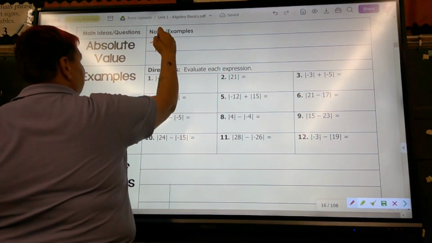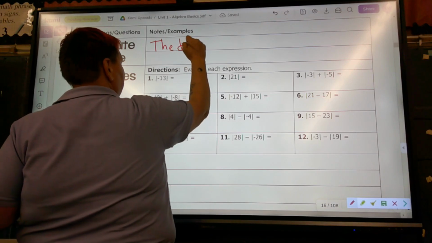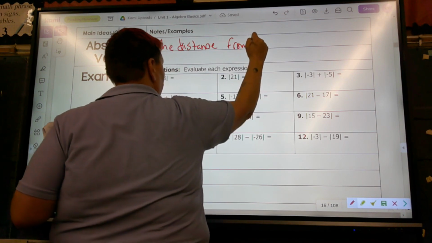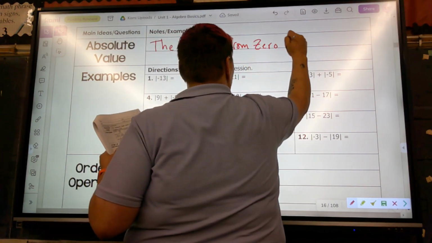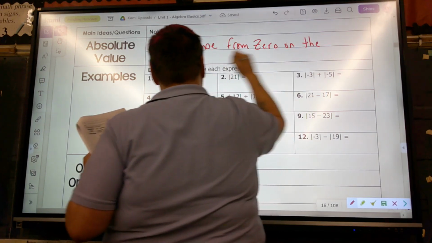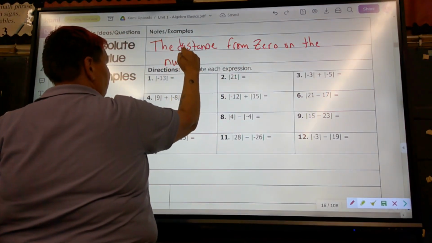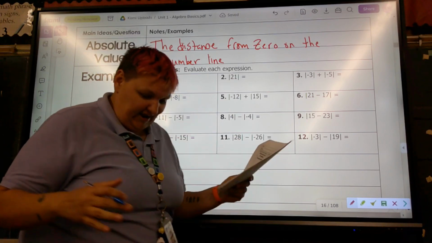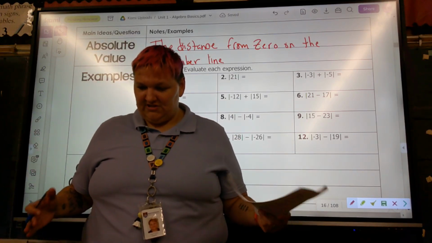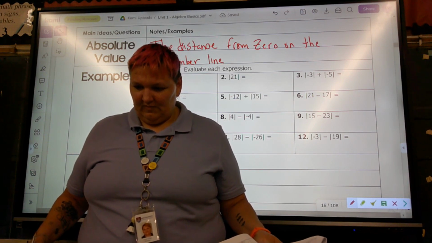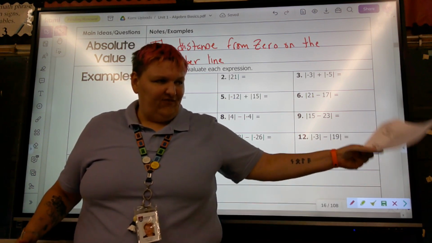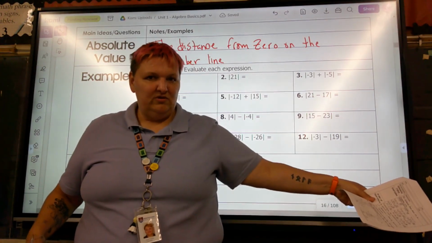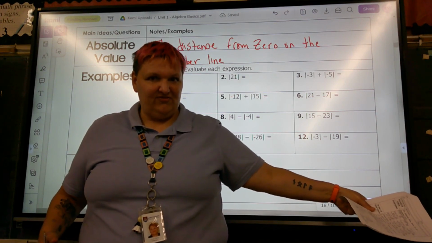Absolute value is the distance from 0 on the number line. The distance from 0. So think about if you were actually standing on a number line on 0. If they said 5, what's the absolute value of 5? That is 5 steps from 0. So the absolute value of 5 is 5.